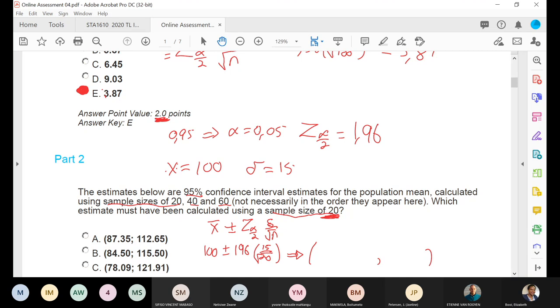It is 100 minus, oh sorry, that's 1.96 times 15 divided by the square root of 20, and that gives me 93.42 on the lower side. What do you get? Yeah, it's the same, and then on the upper one it's 106.57. And then on the other side, it's 106.